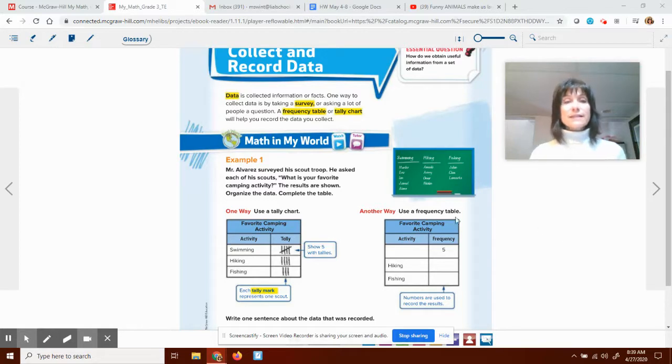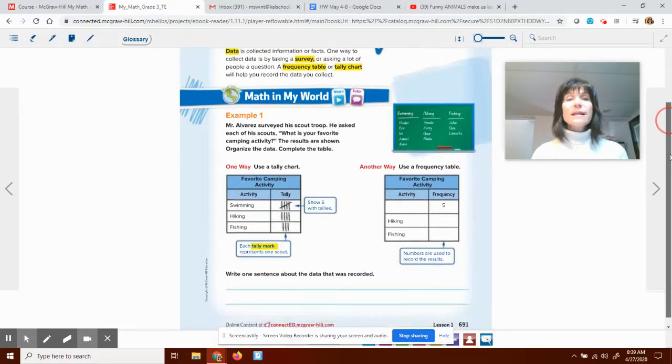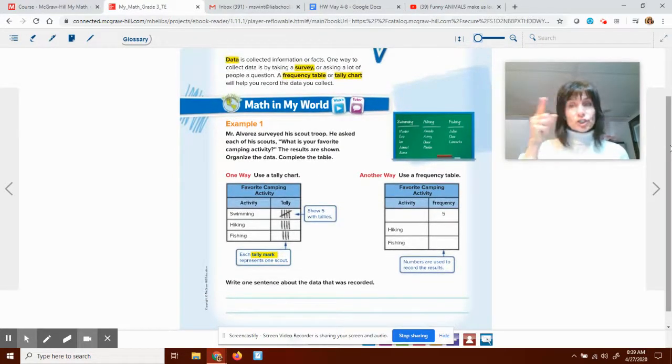So our first example here is Mr. Alvarez. He surveyed his scout troop. He asked each of his scouts, "What's your favorite camping activity?" Well, the results are shown below in the chart. So we have what we call a tally chart. Tallies were those little lines.